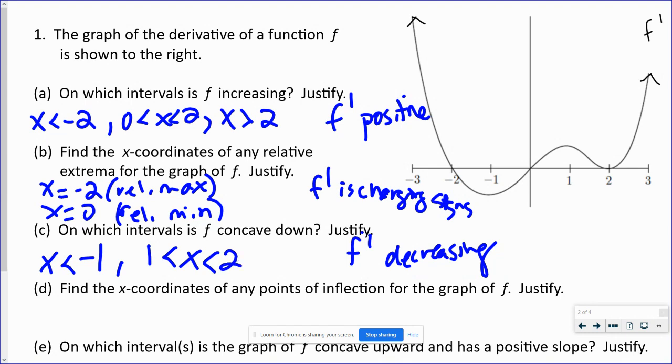Find the x-coordinates of any points of inflection. Okay, we said f has points of inflection when the second derivative is changing signs, which means the first derivative has relative extrema. So these are all the turning points. Okay, so relative extrema for f prime.